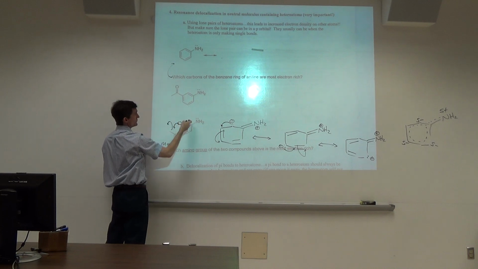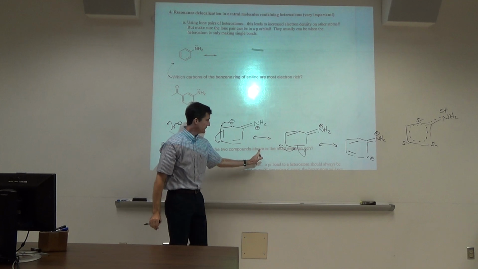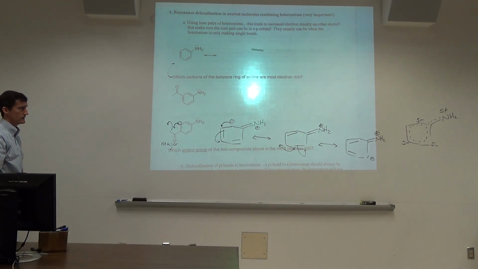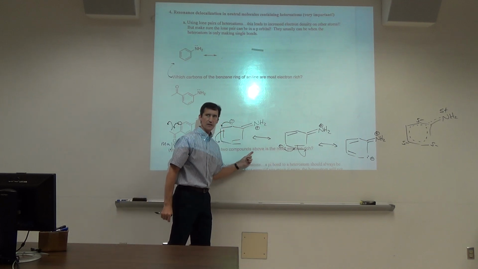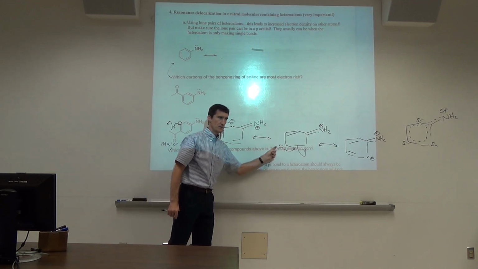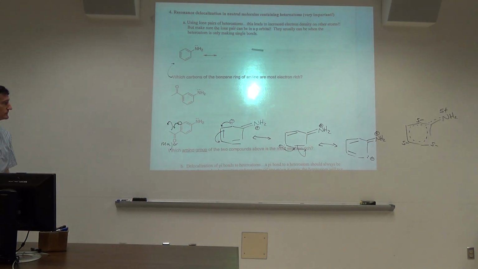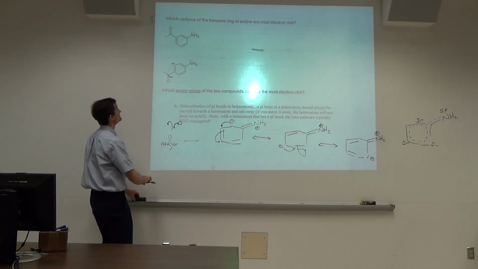Here's aniline with a ketone group added. Question: which amino group of the two compounds above is the most electron rich? You need to draw all resonance structures and then sort of see if you can rationalize this question. How do you answer this question from the resonance structures? Please work on that.